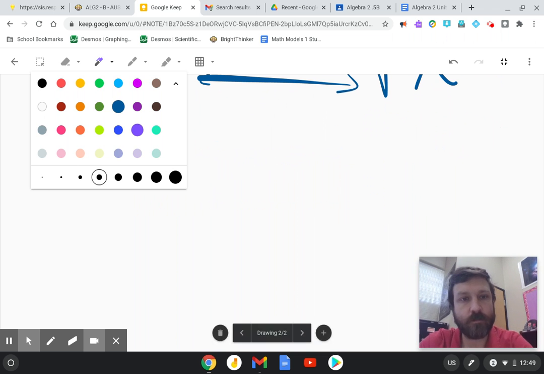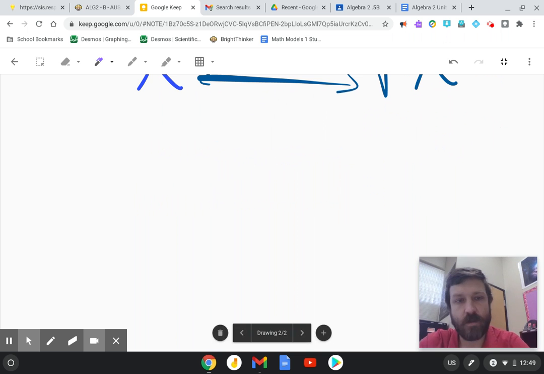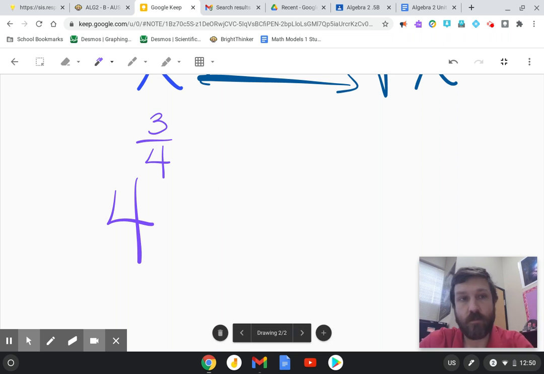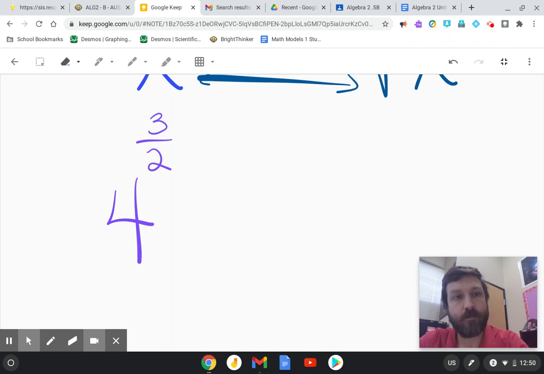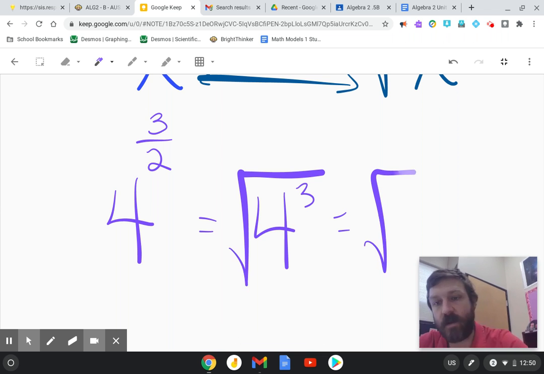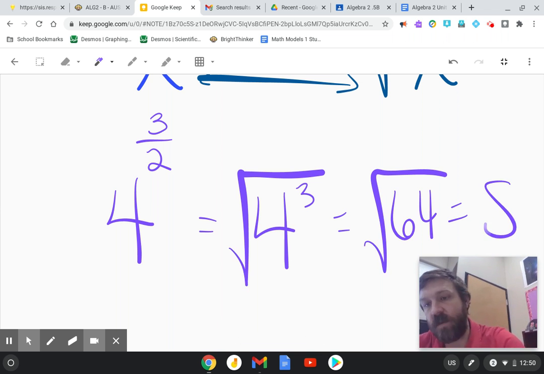Let's look at another example. Let's say I have 4 to the 3 over 2 power. So what would this mean? Well, this would mean that we have 4, and we'd have the square root of 4 to the third. And so we could use that to simplify. We could say, well, that's the square root of 64, which in this case is 8.